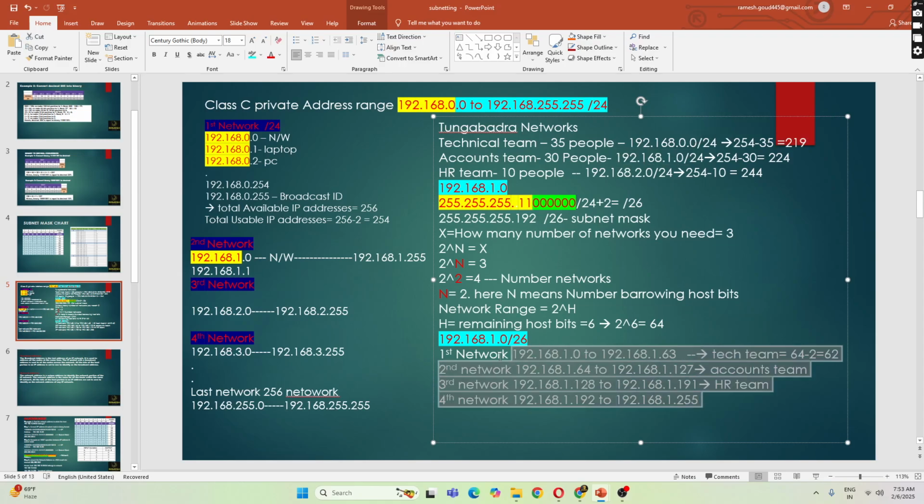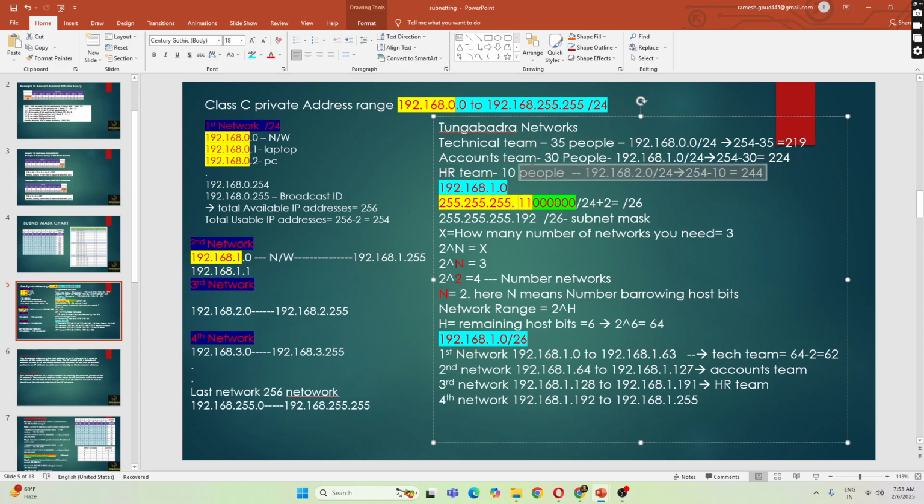Yes, we divided 1.0 into 4 networks. Based on my requirement, I divided 1.0 into 4 networks by borrowing these 2 bits, by borrowing the host bits, and I saved the IP addresses. Yes or no, guys? I saved two subnets, two networks, 256, 256. Almost 500 plus IP addresses. Yes or no? That is subnetting.